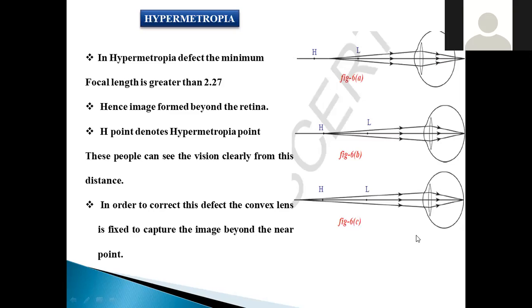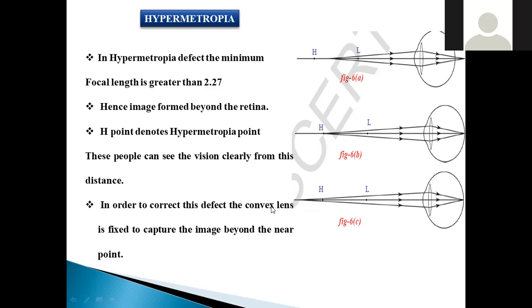Here, three different conditions are provided to you. H point is there, that is the hypermetropia point. At this hypermetropia point, what happens? The object picture falls away from the retina. So the image picture is concentrated behind the retina in case of hypermetropia, right? If the object is present away from this hypermetropia point, the image directly falls on the retina and you can see it clearly.